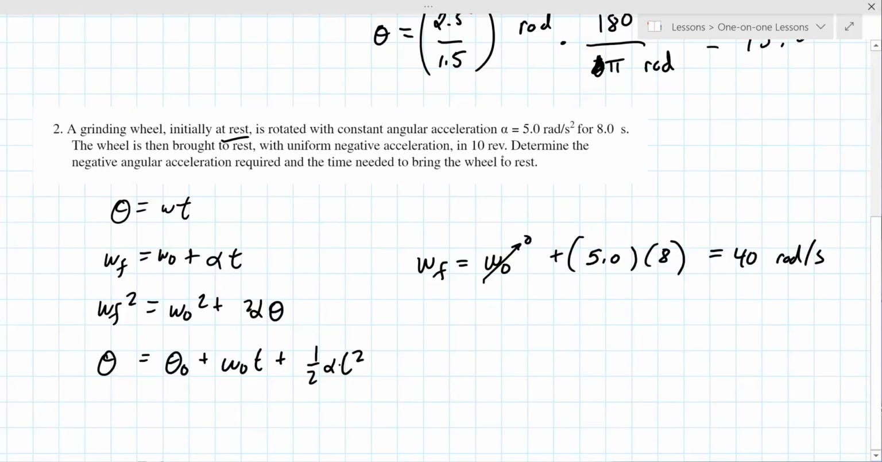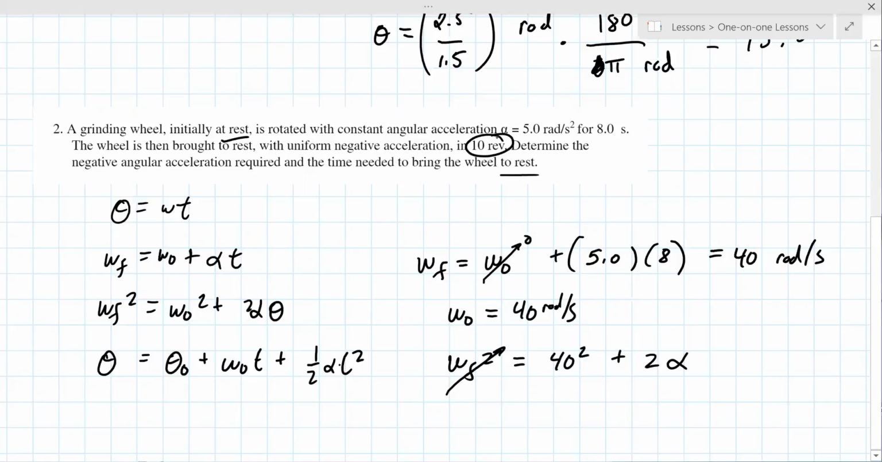Determine the negative angular acceleration required and the time needed to bring the wheel to rest. So it's currently moving. Since it's moving, that omega final is now omega initial. Like we consider this point later in time, omega initial is 40 radians per second, and we use this equation on the left because omega final is 0 because it goes back to rest. So omega final squared, that's 0, equals 40 squared plus 2 alpha. We don't have alpha. That's what we're trying to find.